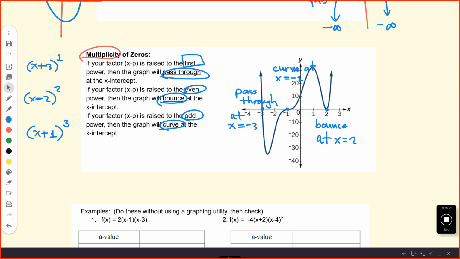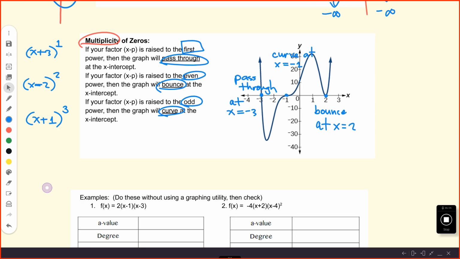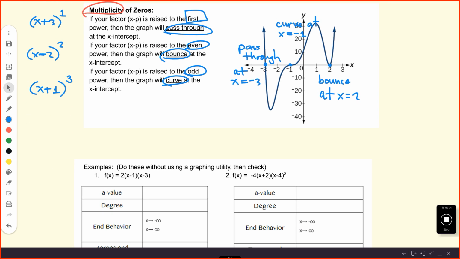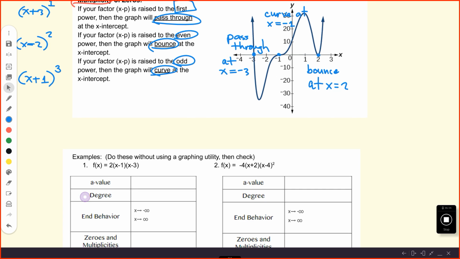So remember the behavior. If you're allowed to use the graph, you can check by just typing this in on the graph, and it's going to give you those behaviors. Any question?